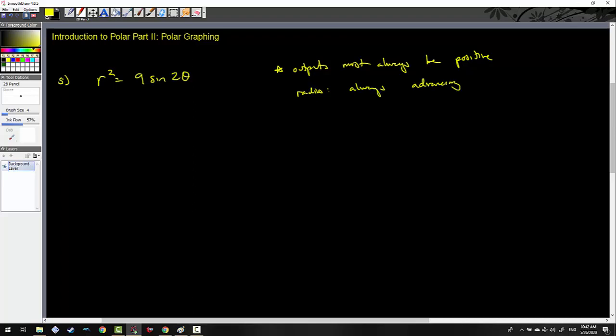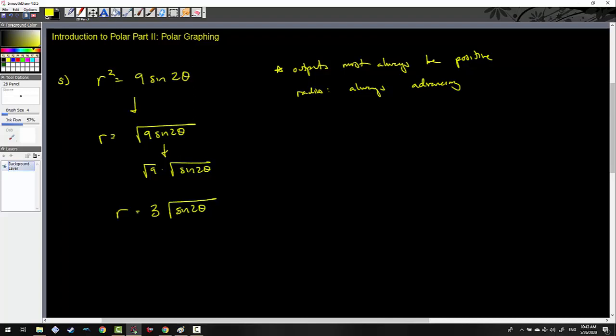I actually really prefer when the radius is always advancing. I don't have to think about forward and backward motion. I think it's a little too complicated for me. So before I go and graph this thing in polar form, or in rectangular form, I'll take the square root of both sides. That's going to be the square root of 9 sine 2 theta. Now, before I even do anything with this, I can see it as the square root of 9 times the square root of sine 2 theta, giving me 3 radical sine 2 theta.